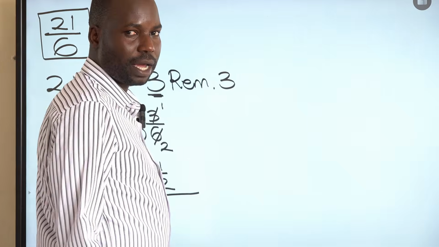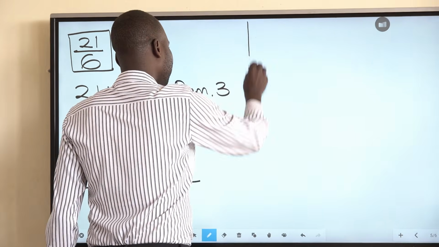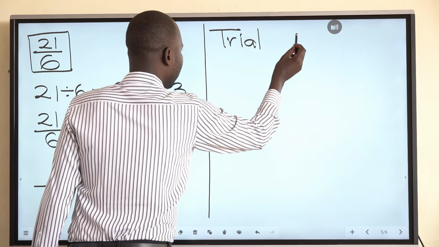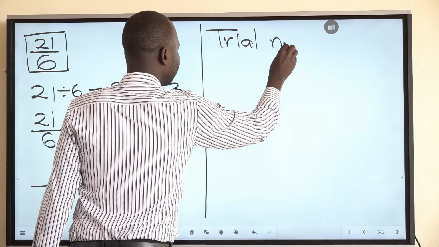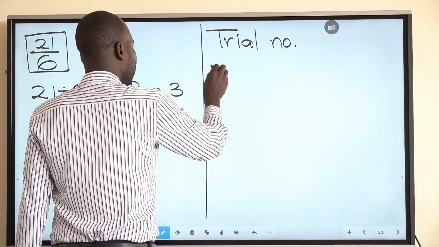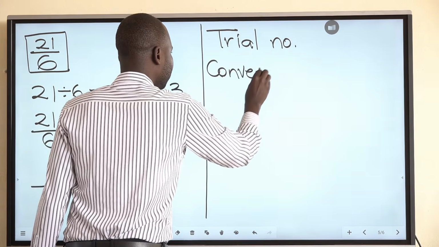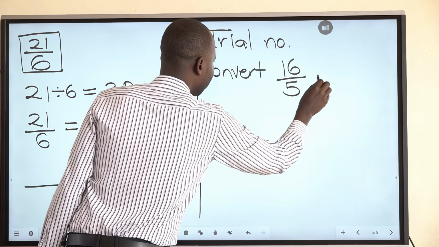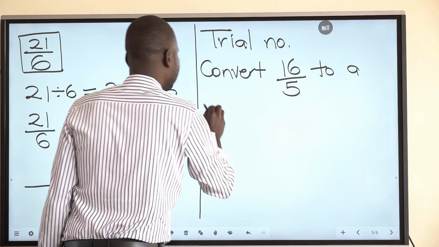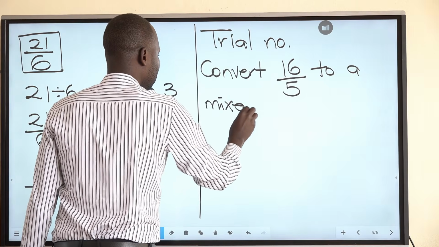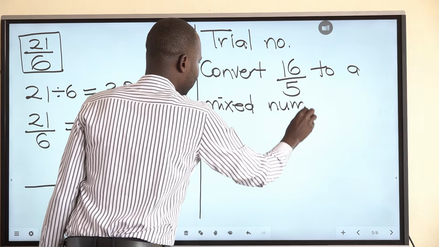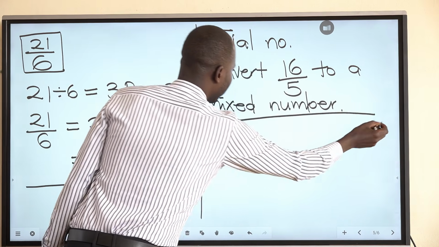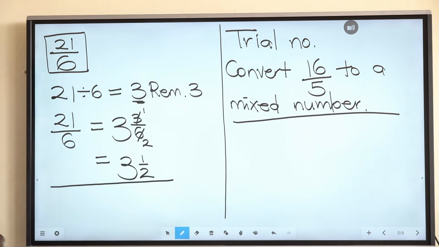Maybe as I come to the end of this video, I'll leave here one trial number for my online learners. It just says convert 16 out of 5 to a mixed number. So those who have been watching me, you try this number and you put the answer in the comment section.